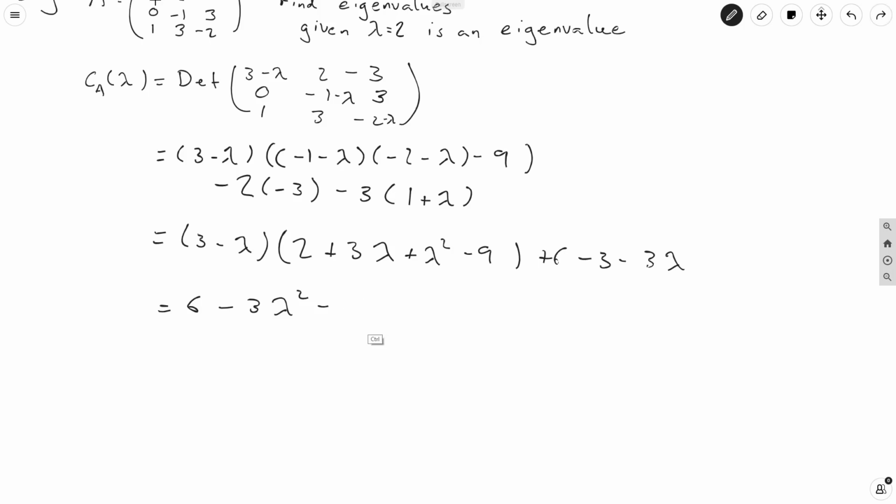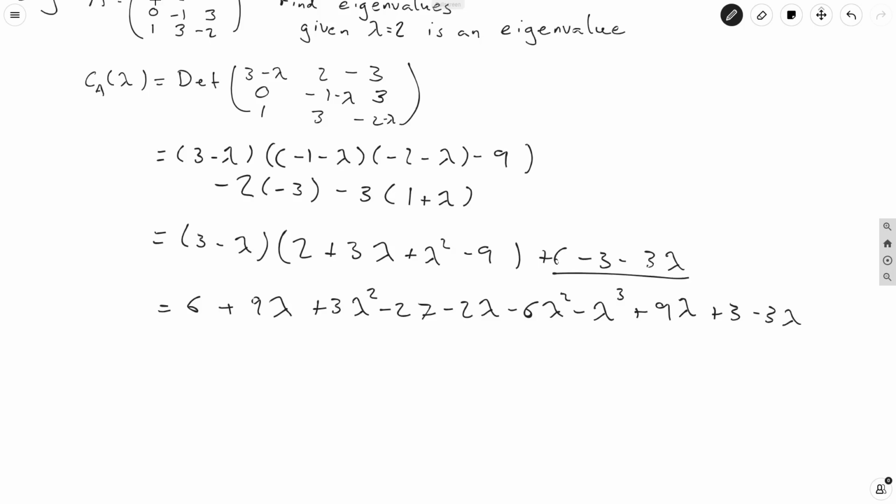Oh, let's do this a little more carefully, I guess. So this will actually become plus 9 lambda plus 3 lambda squared minus 27. That was just because I got a little confused in the order I was doing the multiplication, so I just wanted to redo it there more carefully. But now going through it, this is the 3 being distributed through this bracket. Now to distribute the minus lambda, we get minus 2 lambda, minus 6 lambda squared, minus lambda cubed, plus 9 lambda. And we get on the outside a plus 3 minus 3 lambda, just coming from this bit here.